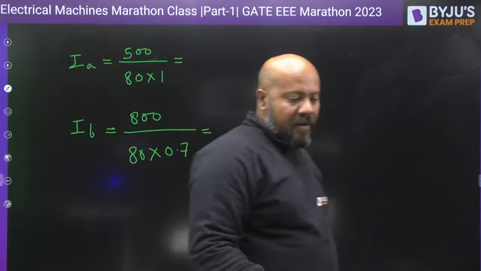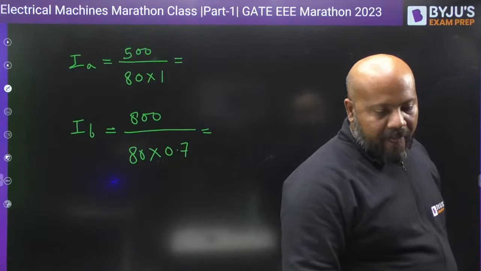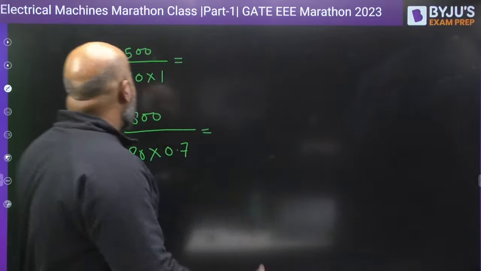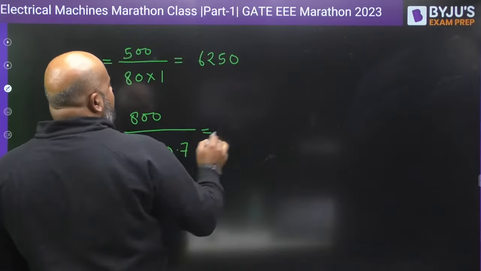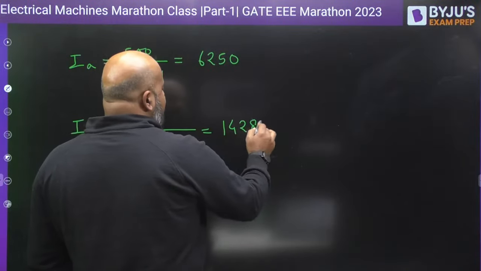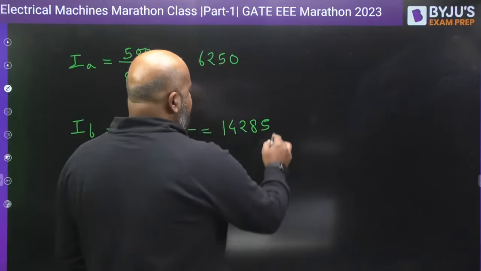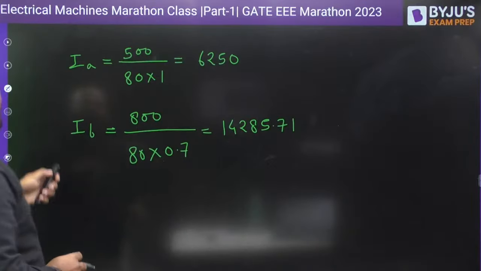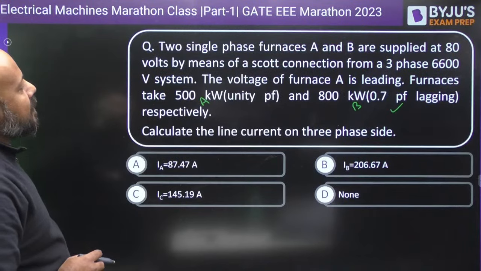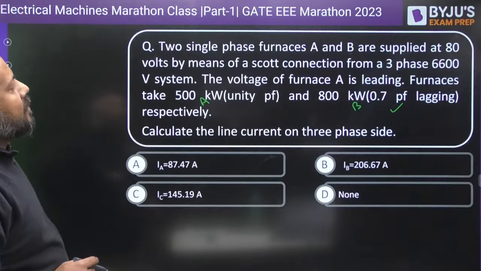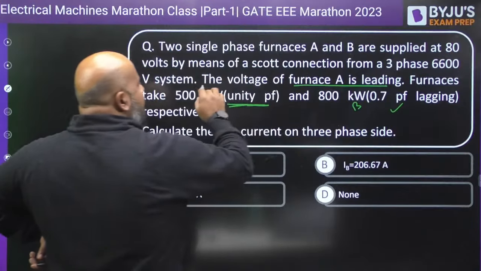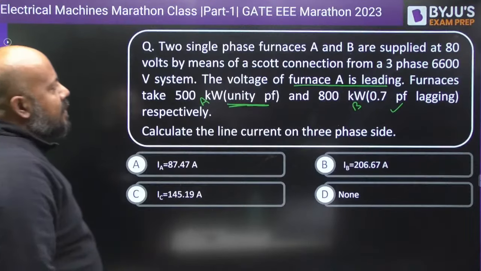As per my reference, you must be getting IA as 6250 and IB as 14285.71. Now you have to write the phase angle also for IA and IB. So in the question, it is unity power factor and it is leading. See, two pieces of information are given. The voltage is, let me just see it.